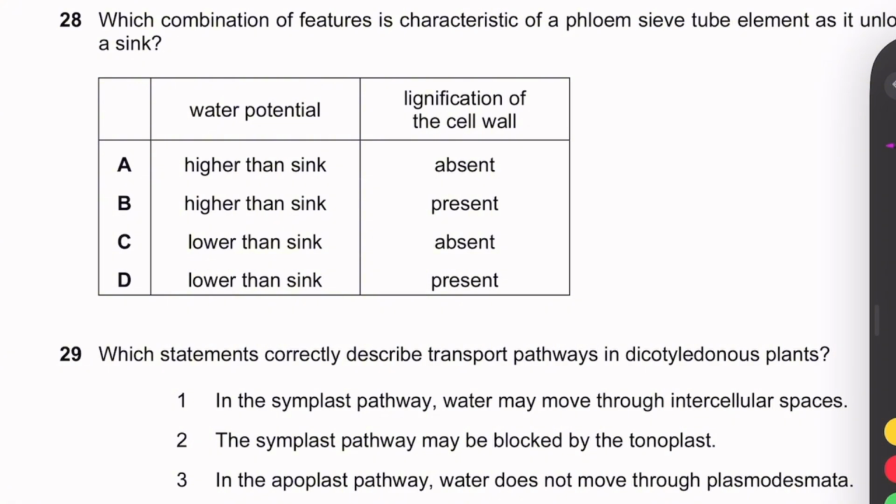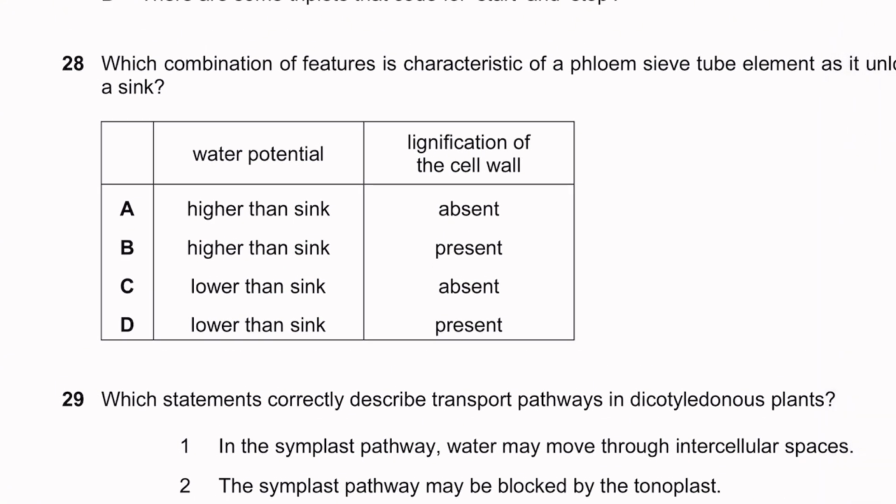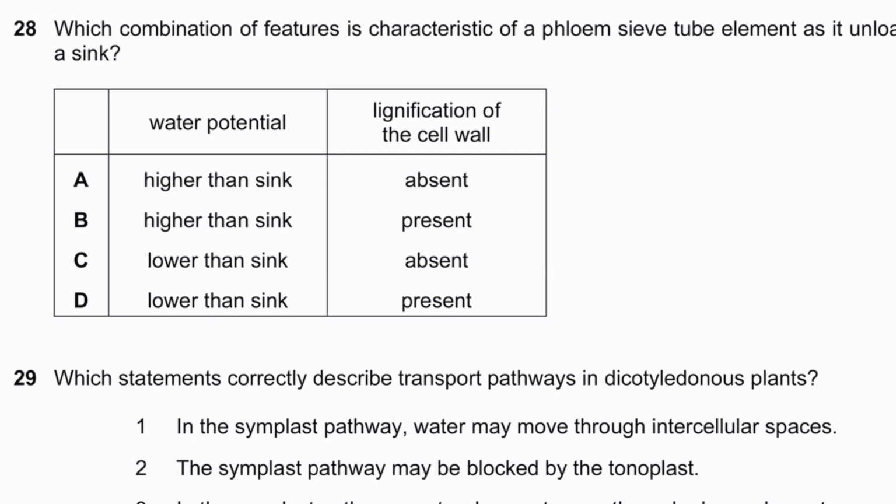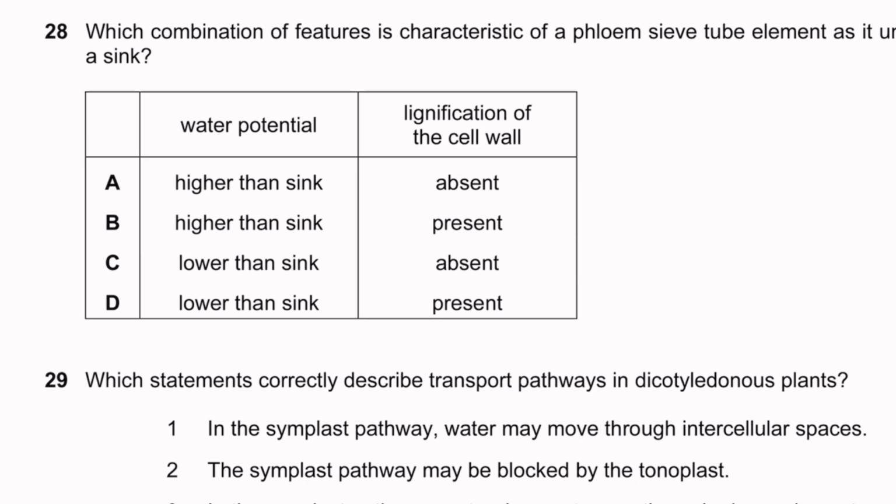Okay, so then we have: which combination of features is characteristic of a phloem sieve tube element as it unloads into the sink? As it unloads into the sink, is the water potential higher or lower than the sink? It's going to be higher than the sink because the material is going to flow within the phloem sieve tube element by mass flow, down a water potential gradient. We have a high water potential in the phloem sieve tube compared to the sink. And then lignification of the cell wall is going to be absent, of course, it's not lignified. So it would be A.